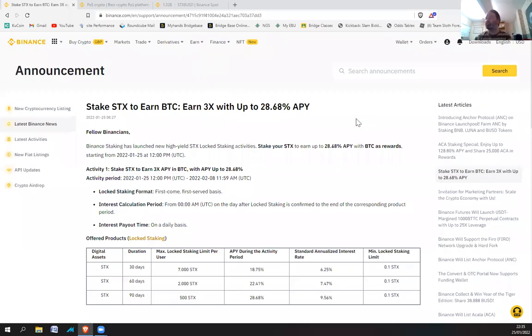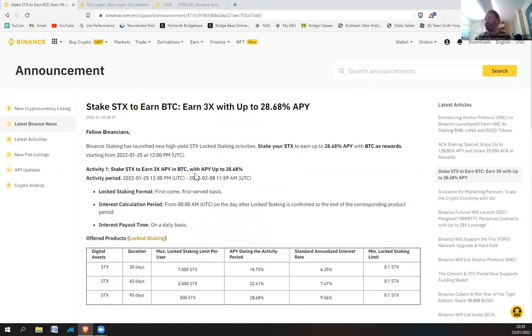Okay, so let's have a look at some more lock staking with a little bit of a difference. So here we've got Stacks. You can stake Stacks to earn Bitcoin, earn three times the normal amount, up to 28.68%. Binance staking has launched new high yield staking for Stacks. Stake your Stacks to earn 28.68%.